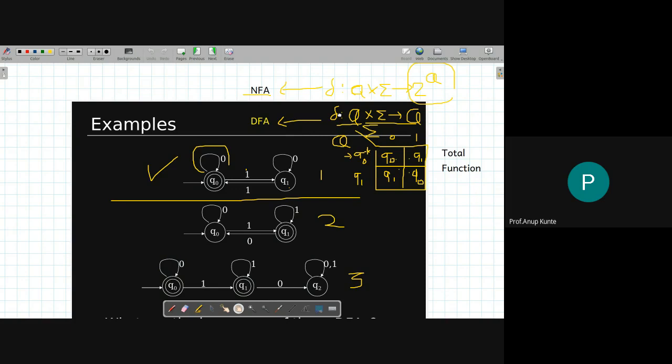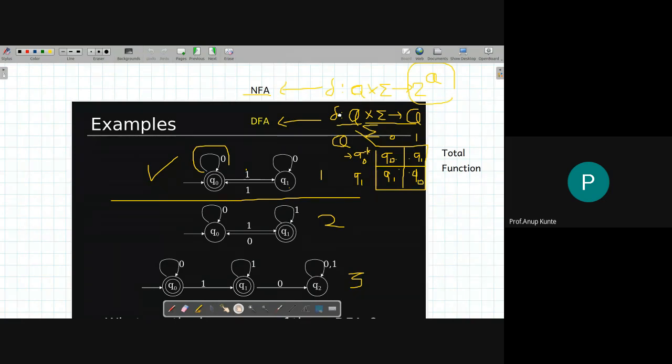The reason behind DFA being deterministic is that this mapping is a total function. NFA mapping is not an onto mapping. That breaks down the requirement of being a total function. One-to-one onto means a total function. NFA is a mapping between Q cross sigma and 2 raised to Q. Please understand, DFA is a mapping between Q cross sigma and Q. We are saying that Q cross sigma mapped to Q should be a one-to-one onto mapping. Then delta is a total function, and we are talking about DFA.